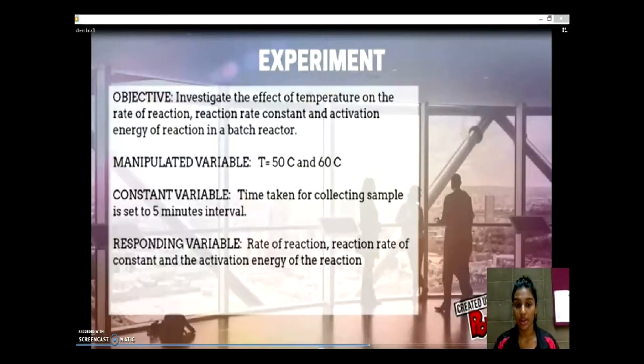The manipulated variable that we set in this experiment is the temperature, which are 50 degrees Celsius and 60 degrees Celsius. The constant variable that we set was the time taken for collecting samples, which was a 5 minute interval from the 0 minute until the 40th minute. The responding variables, as mentioned in the objective, are the rate of reaction, the rate constant, and the activation energy of the reaction.